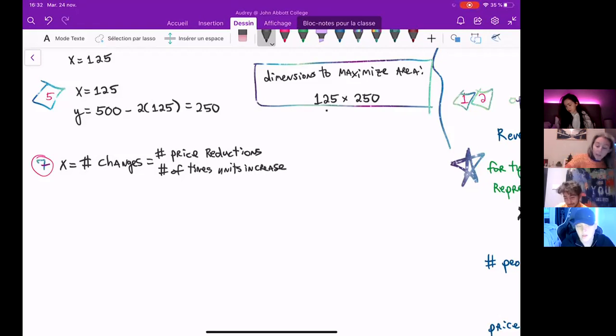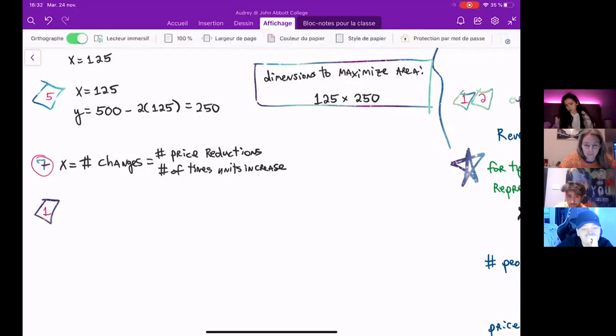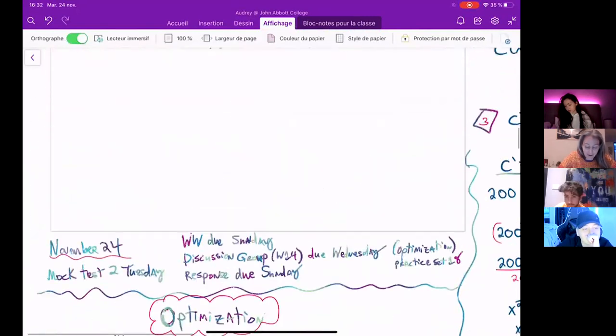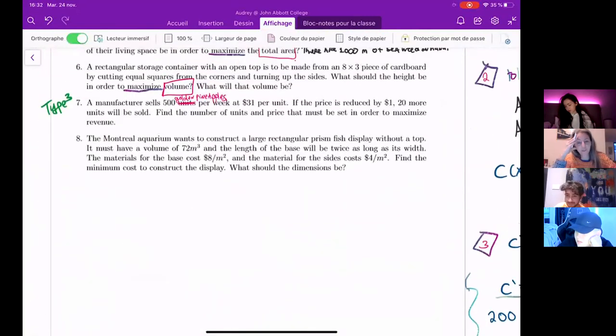Okay, so now we can move to our very first step of optimization, which is to write down the function we are trying to optimize. What are we trying to optimize here? What's the function we want to optimize?